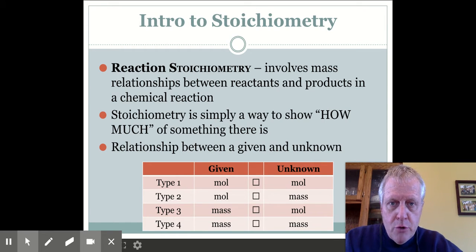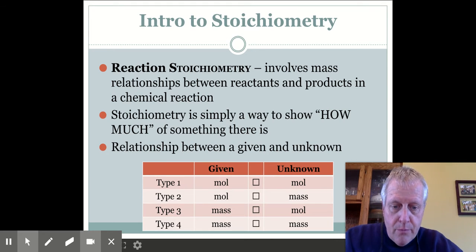But as you progress and continue to build your skill set for chemistry, then you can move on to things like type 2 problems where you're given a mole amount of the reactants and then you're asked to find the mass that would be produced. So in these types, what that's referring to is what you start with and what they're asking you to solve for.